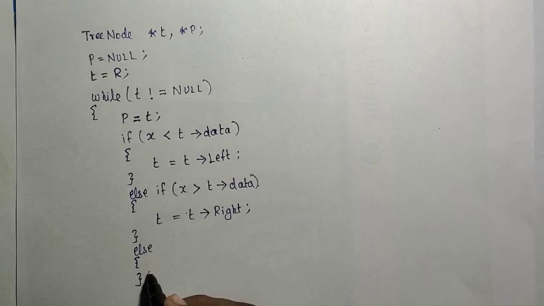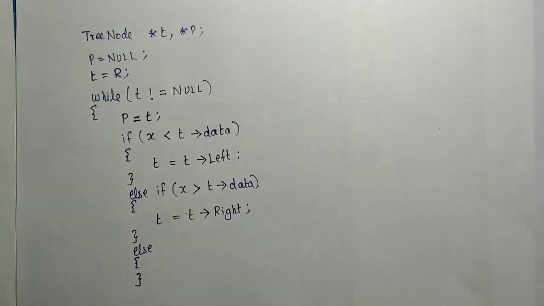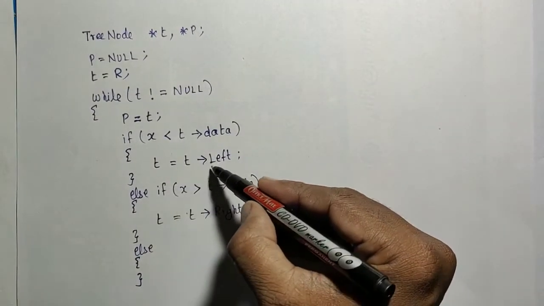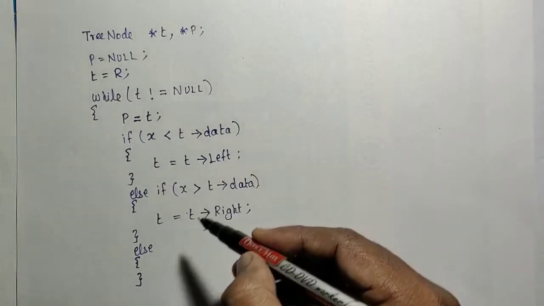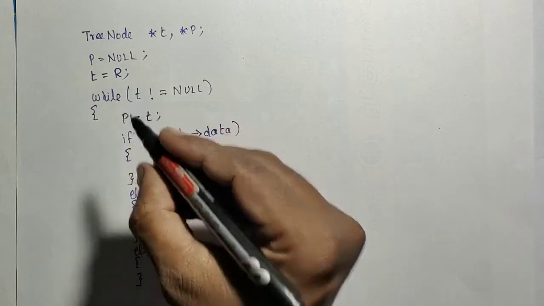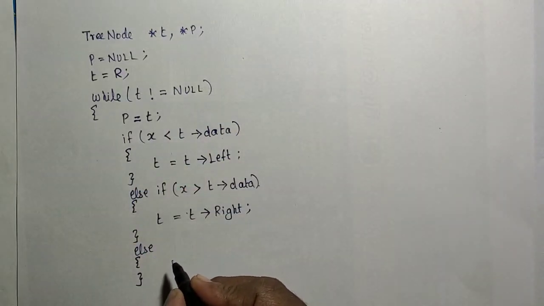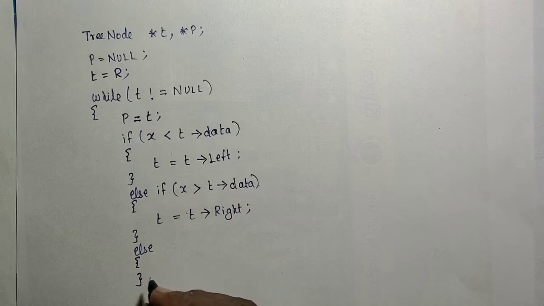Suppose you leave that else part as it is without writing anything, then t will never reach null, because we are incrementing t towards the left side or right side in this block. If you are not moving t, the loop will go infinite. So in that else part, that is, if x equals t of data, we need to do something: we have to report the insertion failed message to the caller. So if the duplication occurs, I can make it return false.